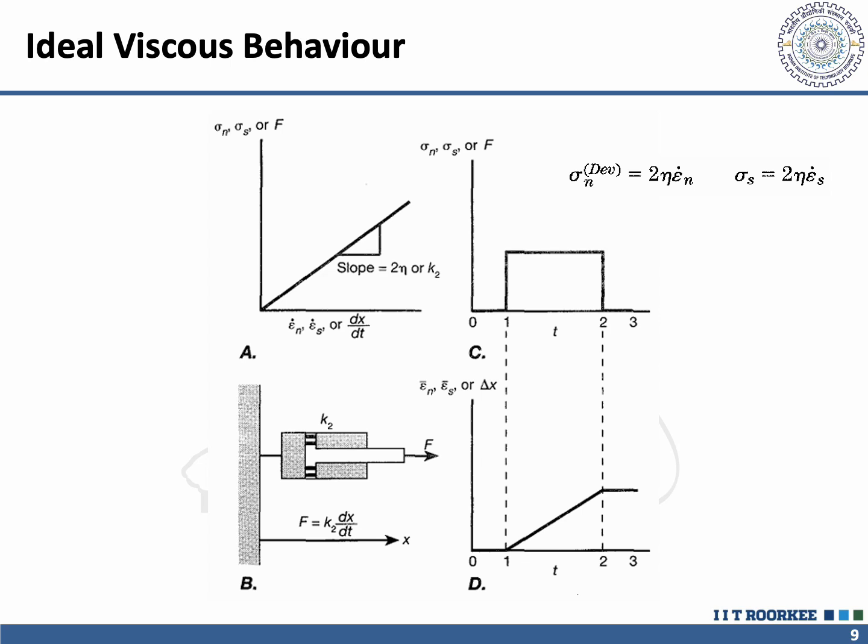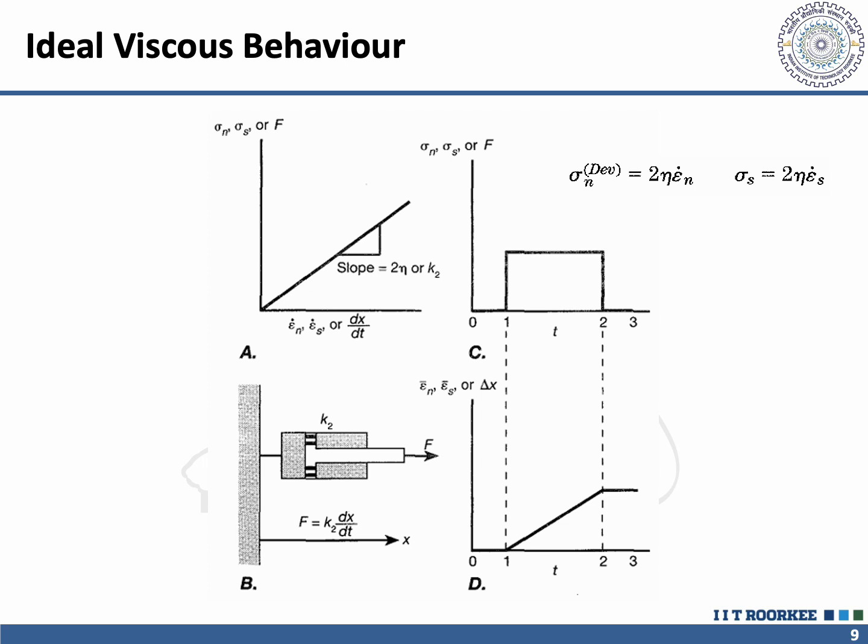In figure B, we have the dashpot. The system is a piston in a viscous fluid. The force depends on how fast the piston moves. No deformation occurs unless the force is applied over time. And this dashpot is used as the mechanical model for the ideal viscous behavior.